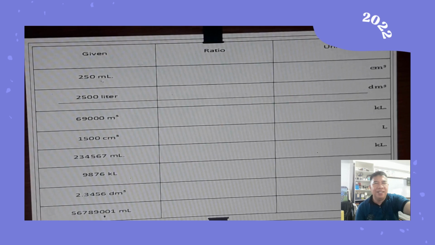Second to the last, we have 2.3456 cubic decimeter to milliliter. The last one is 56 million 789,001 ml to be converted into cubic meters.